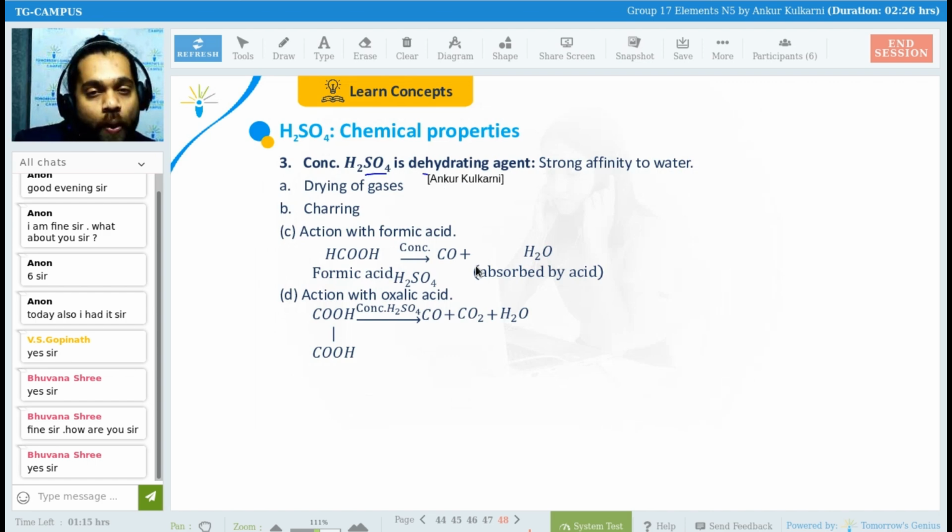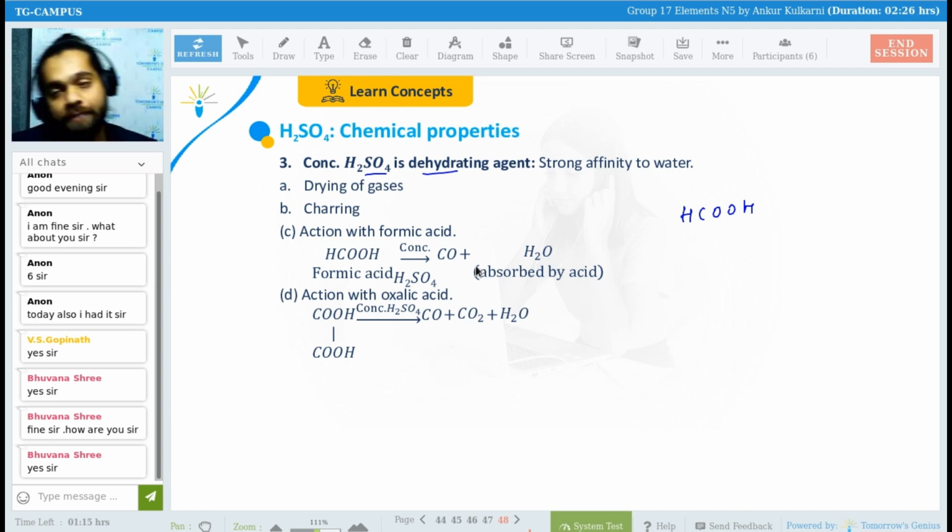Now this is very important for organic chemistry. Very important for organic chemistry. For example, HCOOH. What is the IUPAC name for this? Come on, my organic chemistry people. What is the IUPAC name for HCOOH?